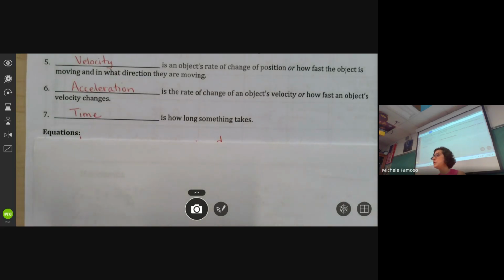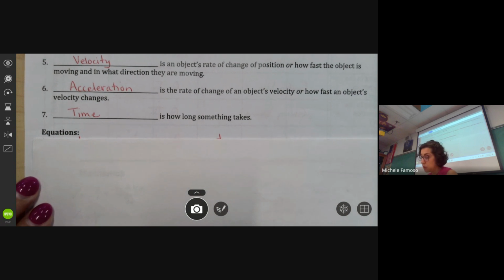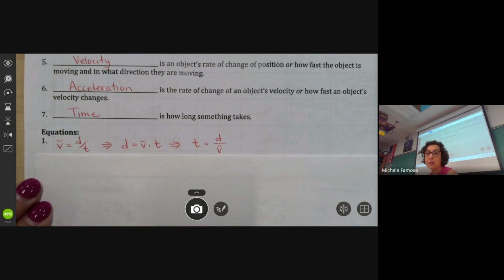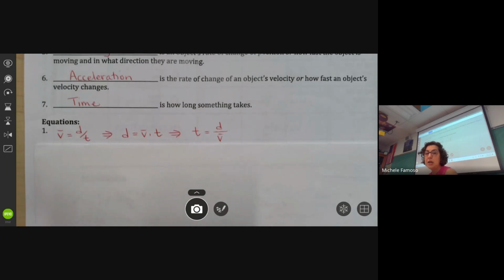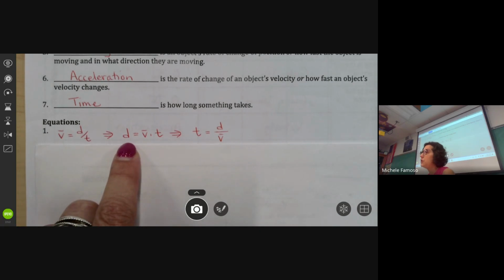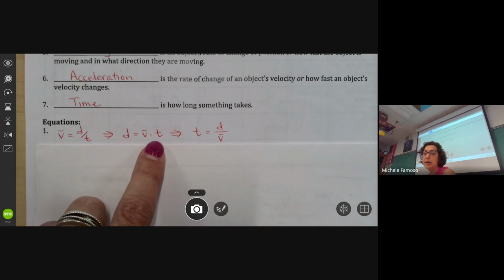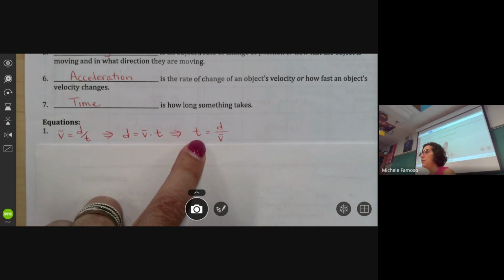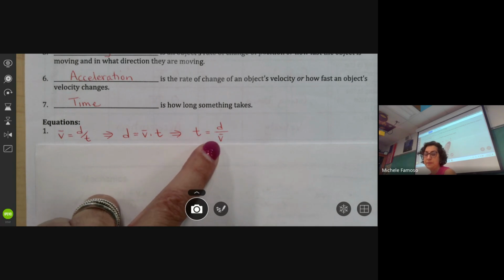All right, let's now go through the equations that you should know. They don't have to be in this order. The equations that we have when we deal with accelerated motion: the first one is V bar is D over T, which means if you were to manipulate it for D, you would get V bar T. If you were to manipulate that for time, you would get time is D over V bar.